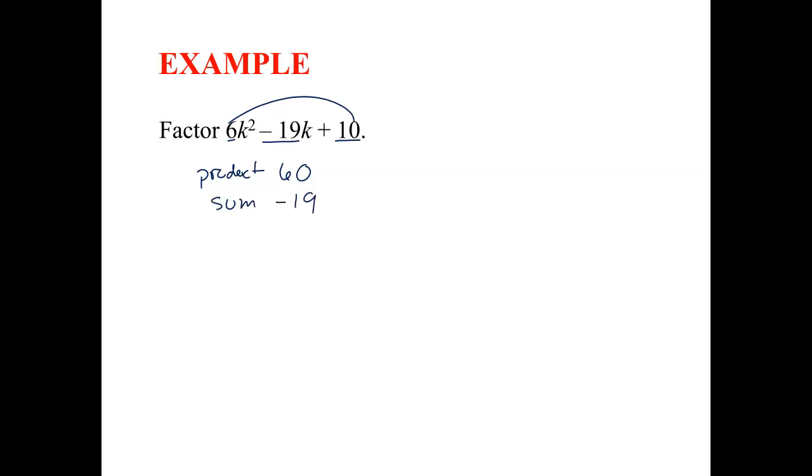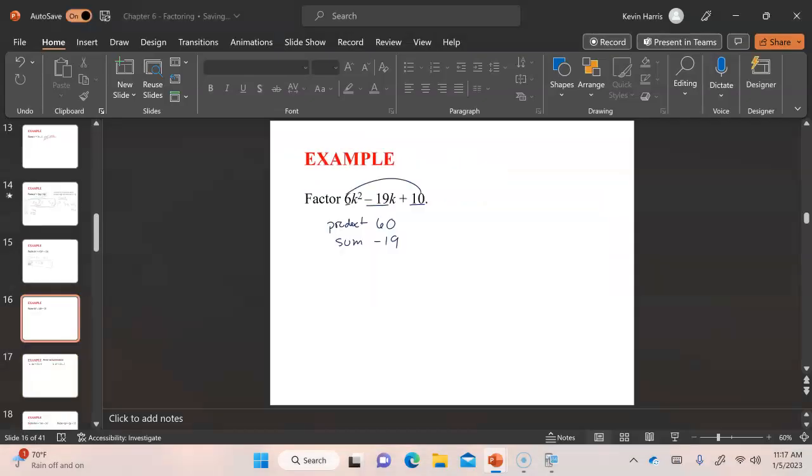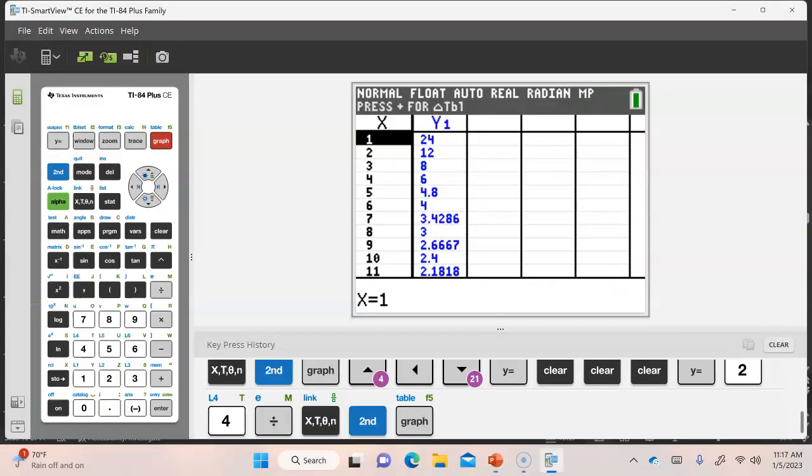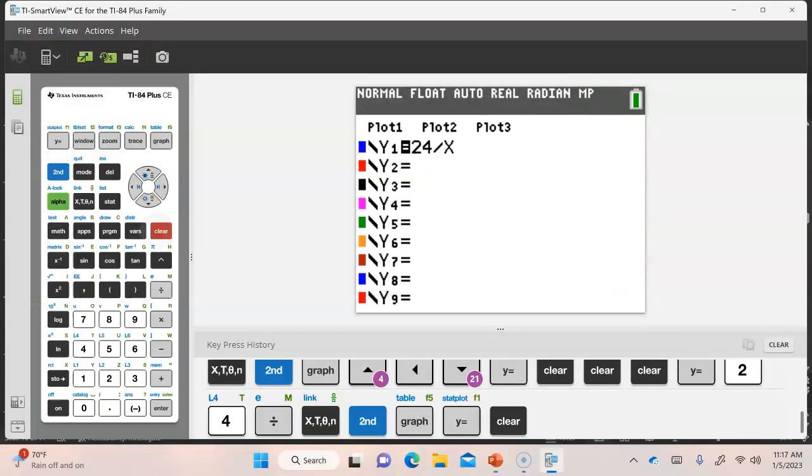Now this is where your calculator is going to come in handy because we're going to get it to list all of our factor pairs of 60. So, open up your calculator and go to the graphing function. Press y equals on the graphing function. Y equals. Alright? You ready?